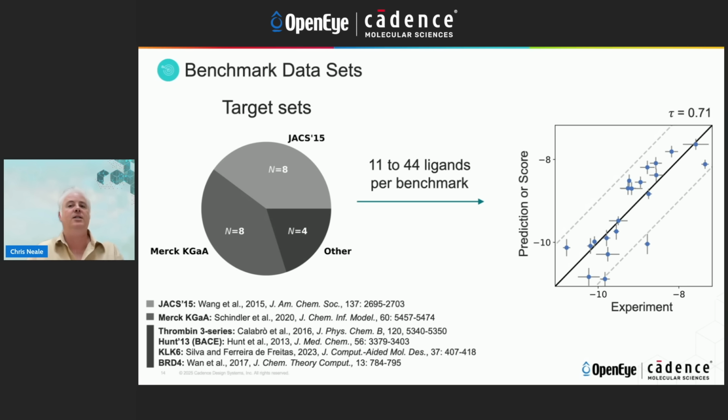And then I'm going to compress this down into a single number, which is the Kendall's tau. That's a measure of the rank association between the experiment and the prediction or the score. Larger is better, and 1 is the maximum value. A Kendall's tau of 1 means the rank order from the prediction or score is exactly the same as the rank order from experiment, and that's the type of information we need to make prioritization decisions for synthesis.